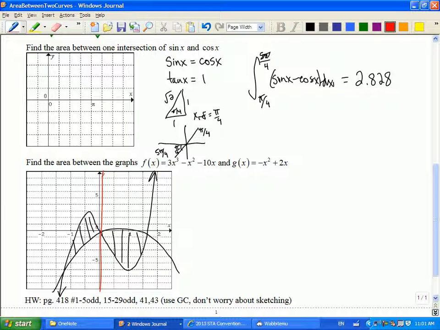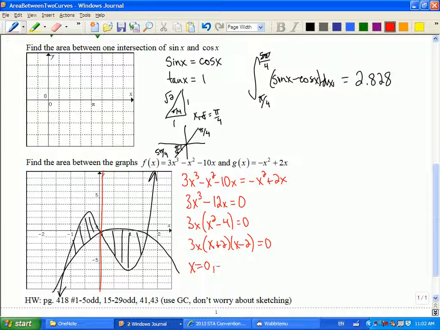So this is what I'm going to end up doing is, you could solve this by hand. 3x cubed minus x squared minus 10x. Where is that equal to negative x squared plus 2x? There's a common factor here, so it's not as scary as it looks at the beginning. If I move these things over, that's gone, that negative x squared on both sides. So I'll have 3x cubed minus 12x equals 0. So 3x can be factored out. X squared minus 4 is left. So 3x, x plus 2, x minus 2. So I get these values, 0, negative 2, and 2.